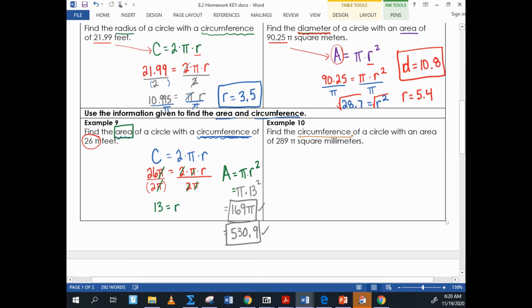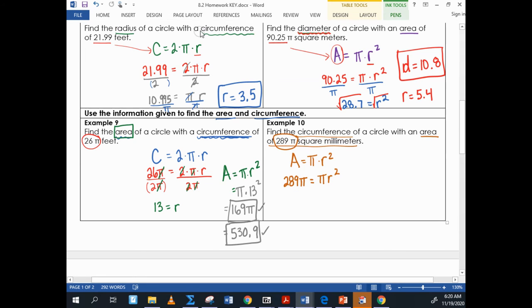So they're wanting the C, but before you start with the C, you want to start with what they give you. So look at the last part of the problem. They gave you the area. Last time we started with the circumference. This time we're starting with the area because that's what we know. So remember, area is equal to pi times r squared. We're just going to plug this in for our area. So our area, which was 289 pi, is equal to pi r squared.